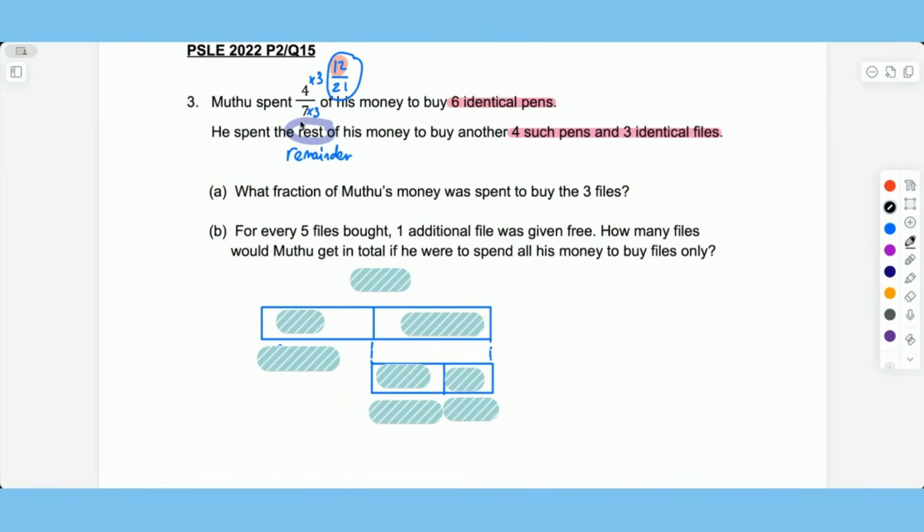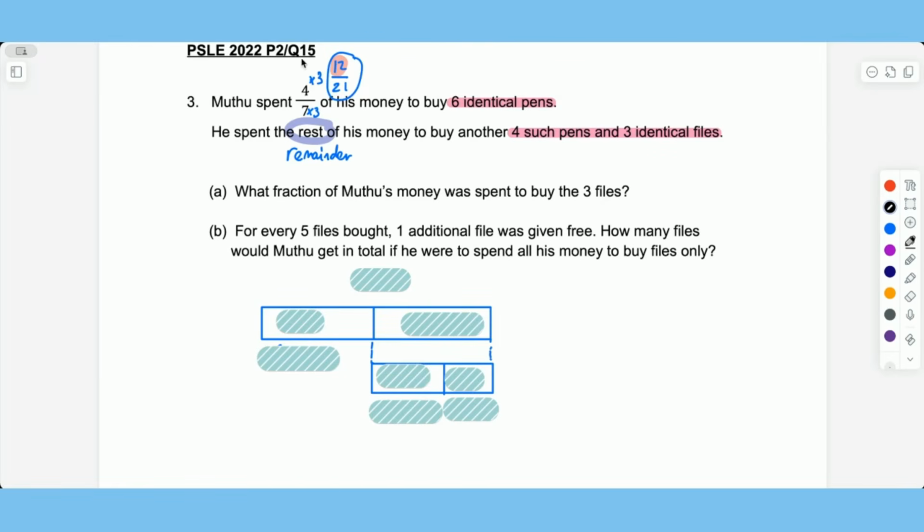Muthu spent 4/7 of his money to buy 6 identical pens. He spent the rest of his money to buy another 4 such pens and 3 identical files. Part A. What fraction of Muthu's money was spent to buy the 3 files?